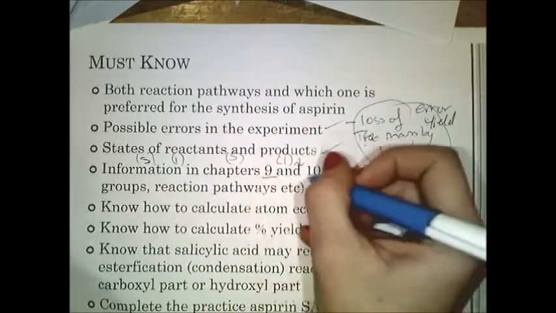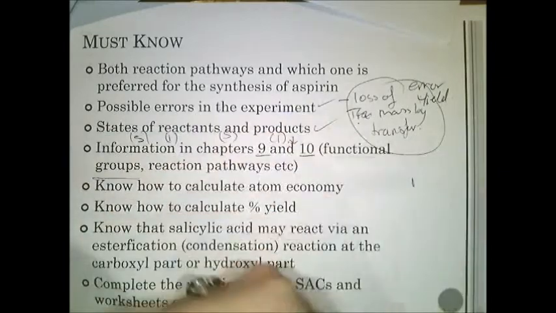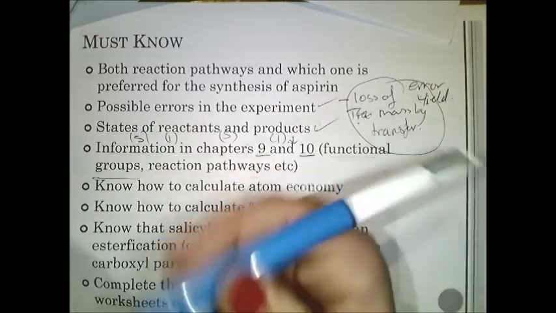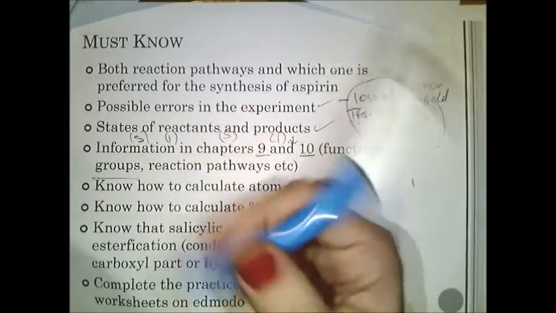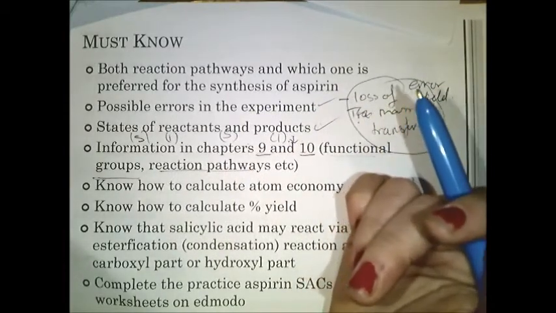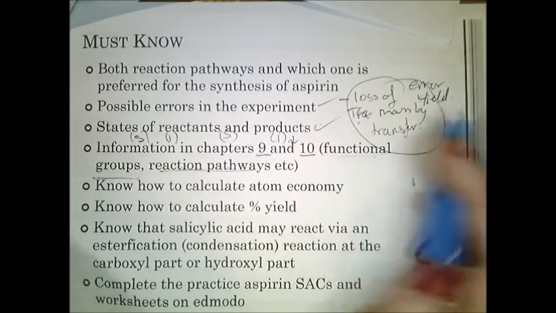Information in chapters 9 and 10, I said, is examinable. So functional groups, knowing ester, hydroxyl, carboxyl, amine, amide, all of those functional groups in that table, as well as naming and reaction pathway. That's all assumed knowledge because a lot of that information underpins the assessment of aspirin.